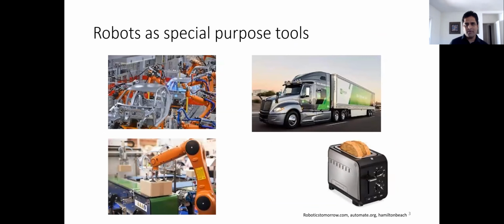What we actually have are special purpose tools like packaging robots, car manufacturing robots, or toasters, which basically have actuators that perform programmatic behaviors. But what we really want is a general purpose tool that can learn to do all these tasks at the same time.